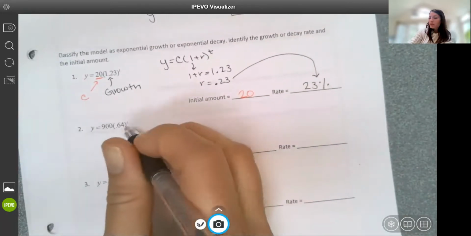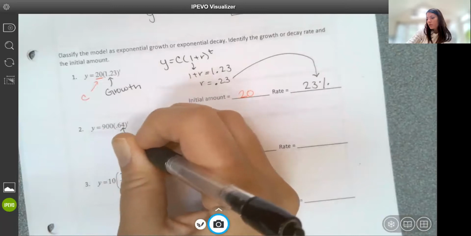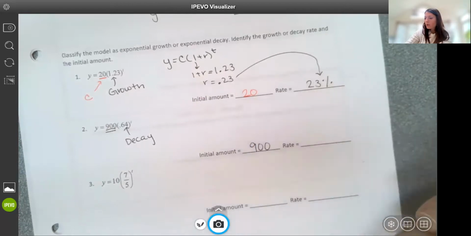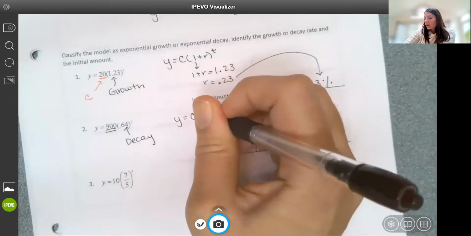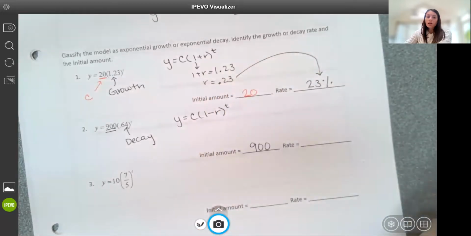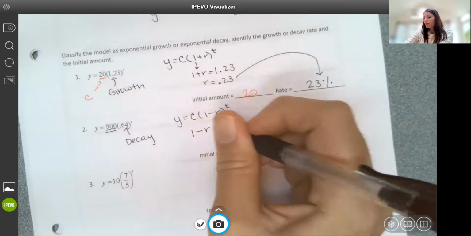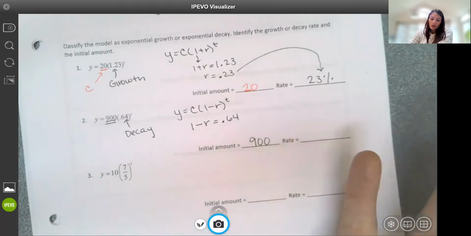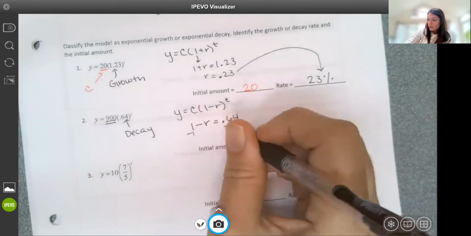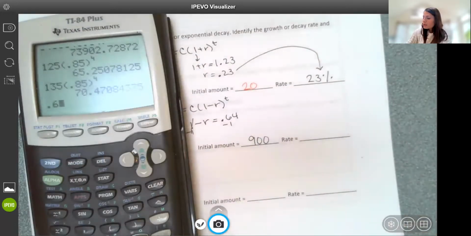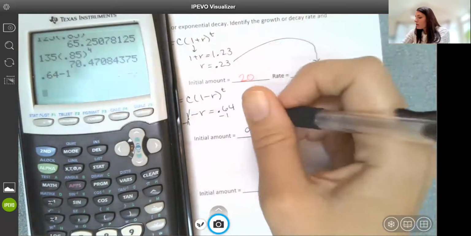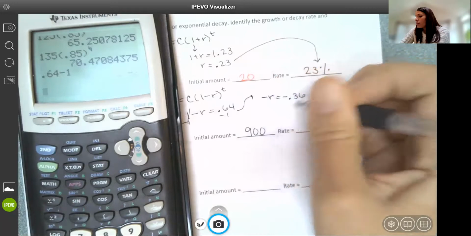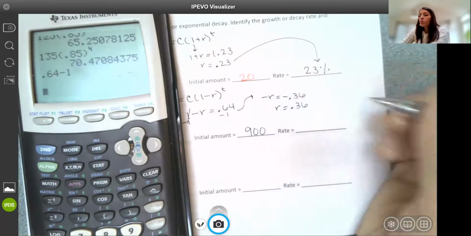On our next example, because this is a value less than 1, I know that this is exponential decay. Again, this amount out front's my initial amount. And so here's my exponential decay, right? I have 1 minus a rate to some time period. And so I know that 1 minus a rate equals 0.64. So this one, if I were to do actual solving of an equation here, I'd subtract 1. So I'd have 0.64 subtract 1, giving me negative R equals negative 0.36, or R equals 0.36.